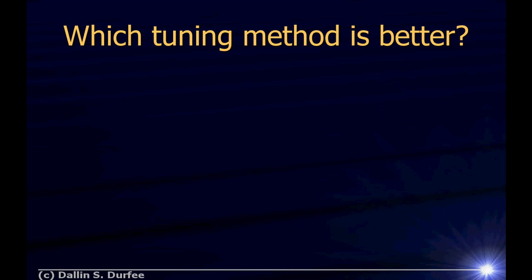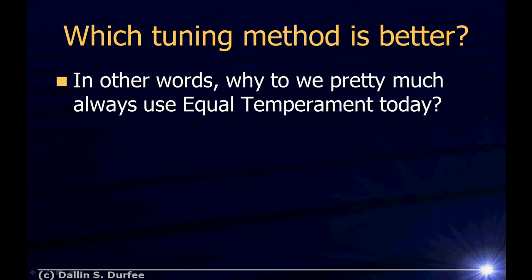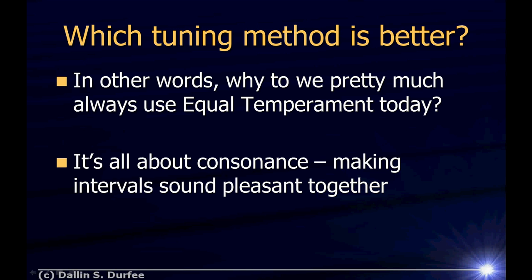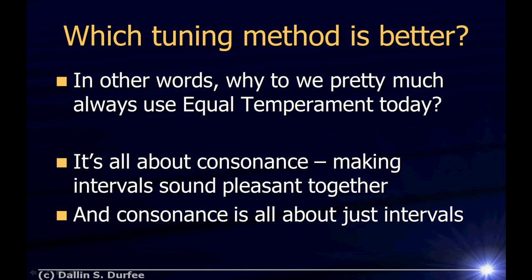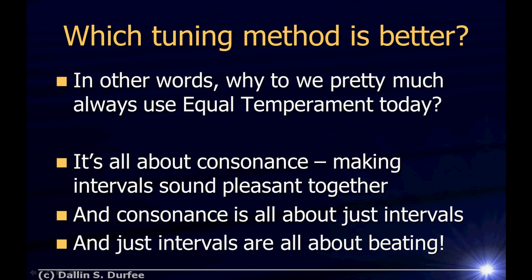All right, so it turns out, really the question we're asking is, why do we pretty much always use equal temperament today? And it turns out it's all about consonance. We want to make intervals sound pleasant together. We want chords to sound pleasant. And it turns out that consonance is all about just intervals, because just intervals are all about beating. So a consonant chord is one where we don't hear a lot of beating. So it all comes down to beating.